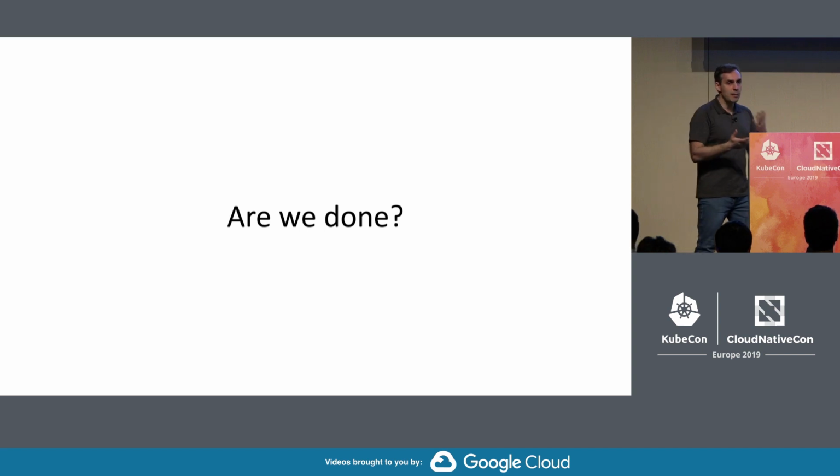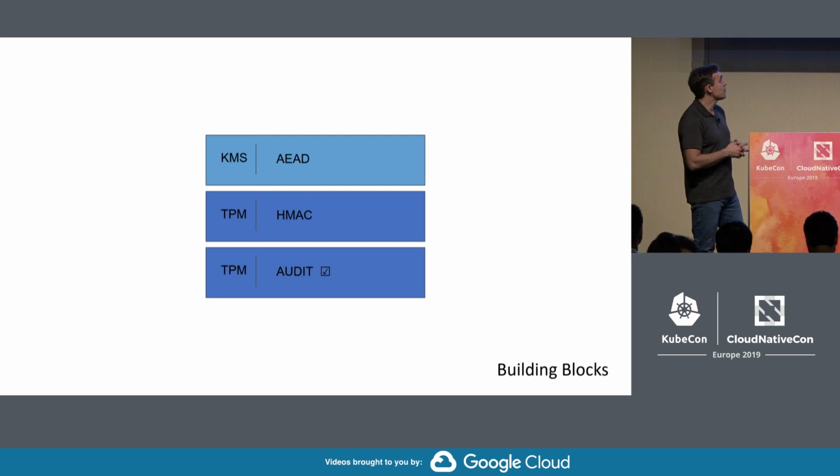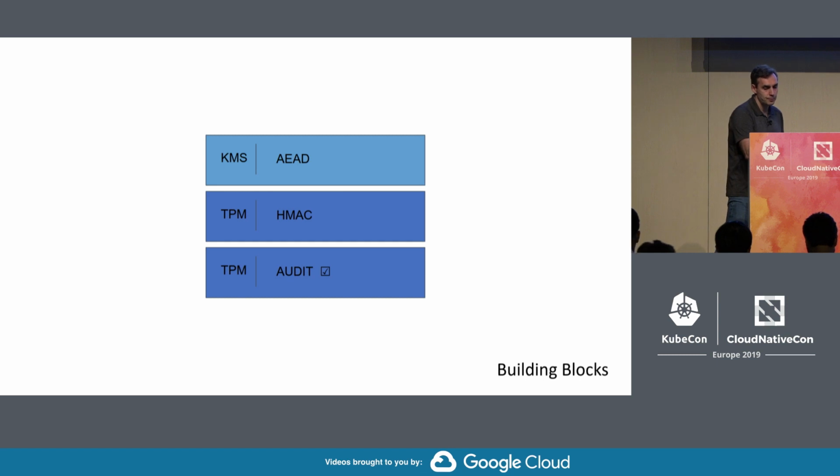In the next couple of slides, I will explain how we can accomplish this by merging some capabilities of TPM and KMS. So I already explained how auditing works. We will need some additional capabilities from TPM. We'll take a look at how HMAC could be generated on TPM. And we will need something from KMS. So KMS must support authenticated encryption with additional data. And don't worry if some of these terms are new to you. I will explain exactly what we need to know in the next couple of slides.